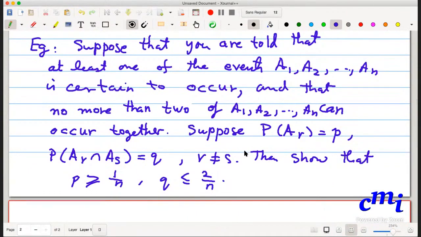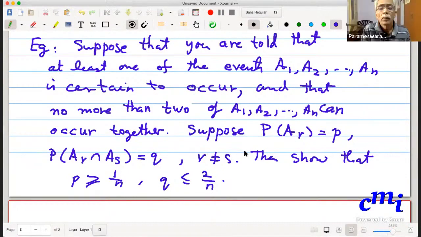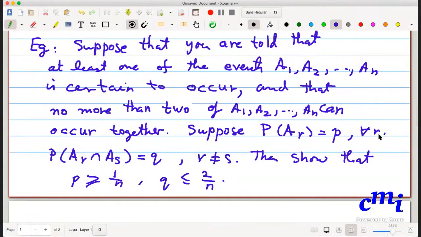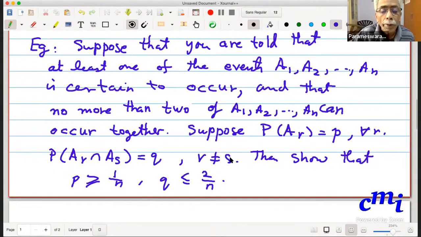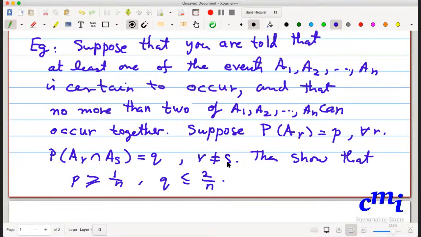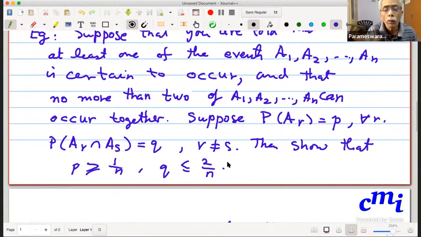So it says the probability of A_r is equal to p, for every r. And here also, for every r and s not equal to s. So these events occur with equal probabilities, and that common value I am calling p. And then the intersection of any two of them also occurs with the same probability q, independently of r and s. And then you have to get this inequality.